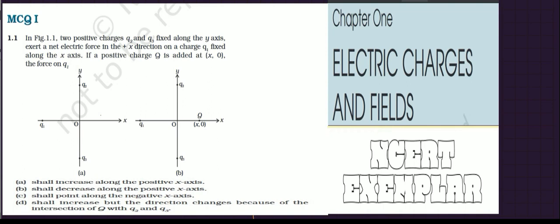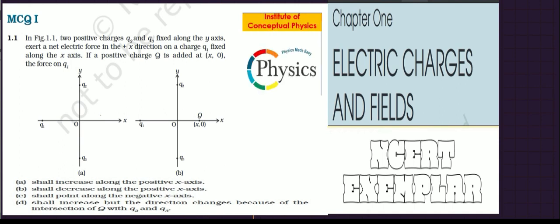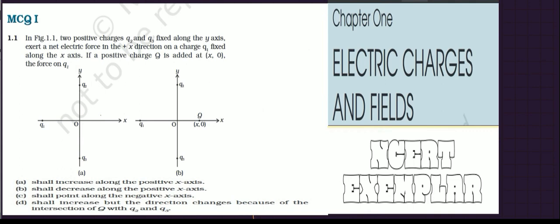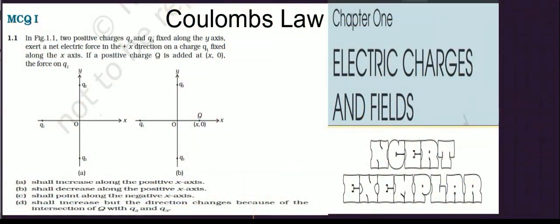Now, this question is from the chapter of electric charges and fields. And as you can see, there are multiple charges, and the question involves the calculation of force. When you see charges which are stationary, electrostatic, and you are asked questions on forces, these are pertaining to Coulomb's law.